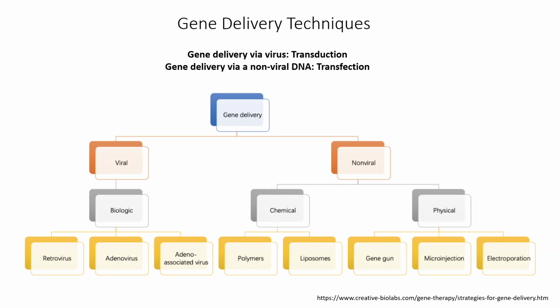Typically, it's harder to have it completely integrate with the DNA and make it stable, but you can still do it. So in viral delivery, you have these biologic ways where you have retroviruses, adenoviruses, adeno-associated viruses, lentiviruses.